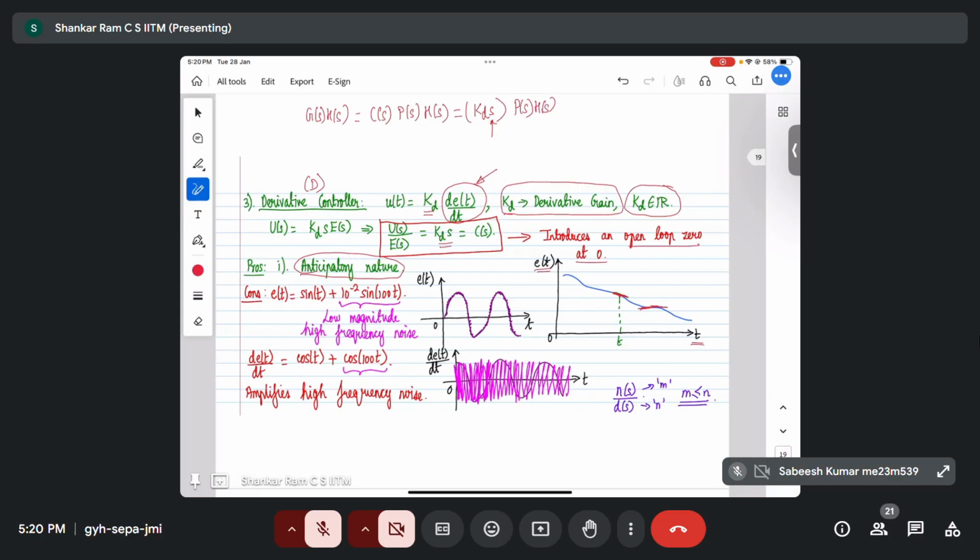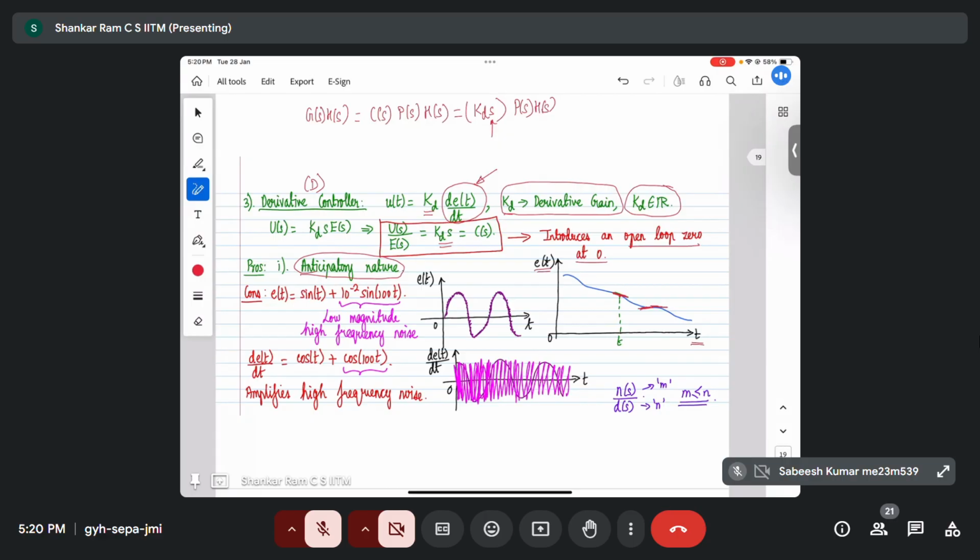Once again, typically, the way it works out is that the open loop transfer function and the closed loop transfer function will become proper, okay? So that all our design tools will apply. But then, this is the advantage of derivative control.